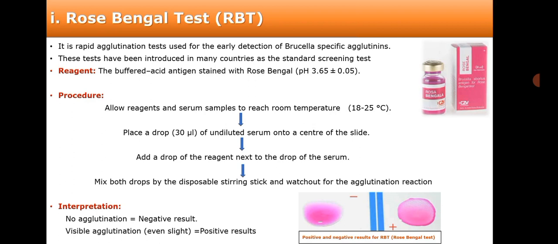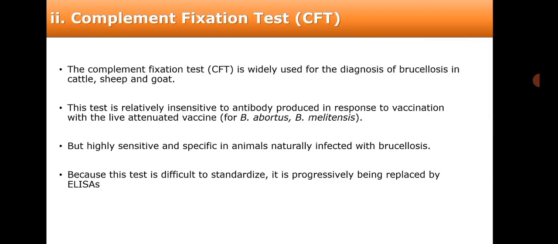The complement fixation test is widely used for the diagnosis of brucellosis in cattle, sheep, and goat. This test is relatively insensitive to antibody produced in response to vaccination with a live attenuated vaccine for Brucella abortus and melitensis, but highly sensitive and specific in animals that are naturally infected with brucellosis. Because this test is difficult to standardize, it is progressively being replaced by ELISAs.